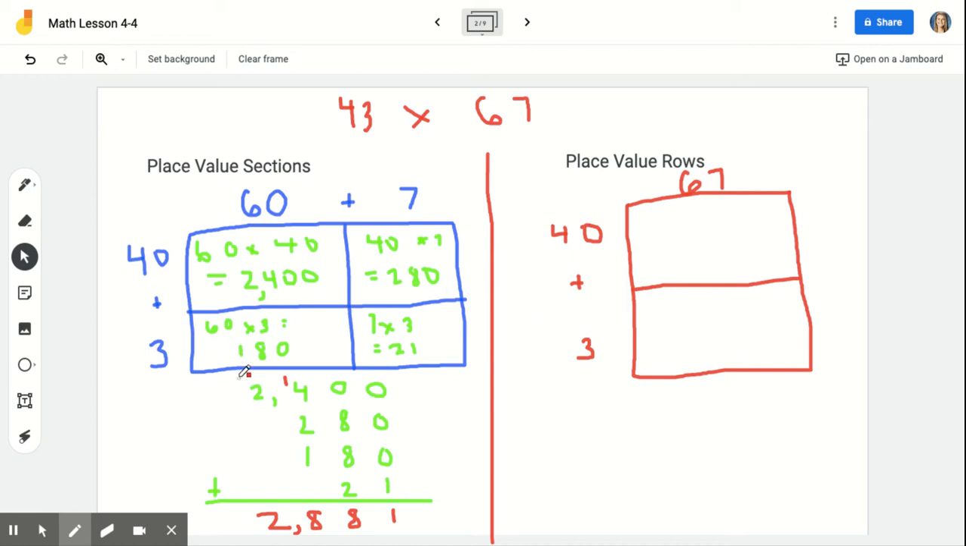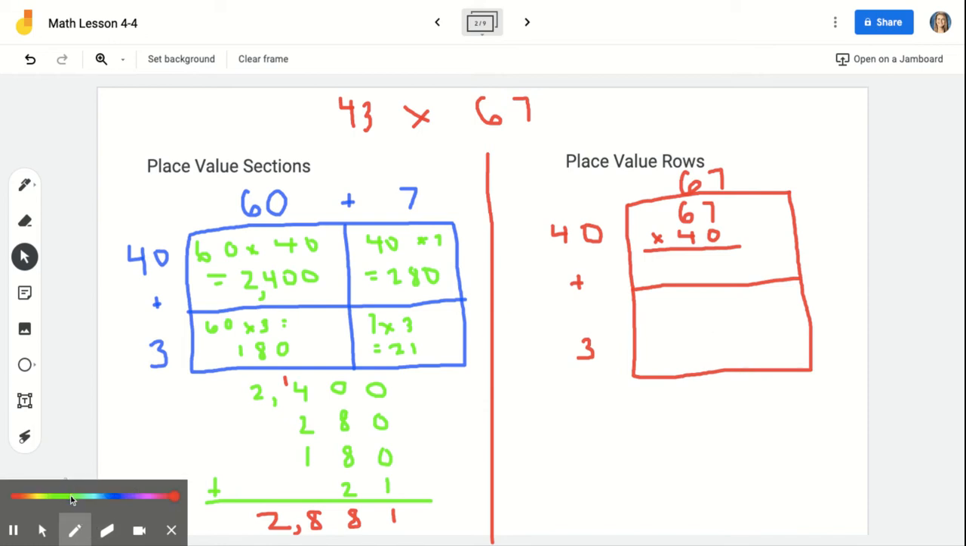And now we're going to solve. So at the very top, we have one factor of 67 times the factor on the side, which is 40. So within your first piece, we're going to write out 67 times 40. And we're going to stack it vertically just like that. Does yours look like mine? And we're going to solve.